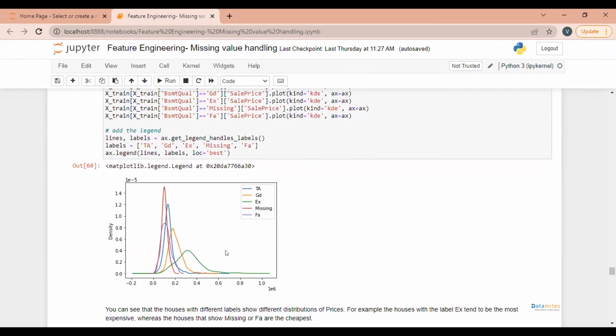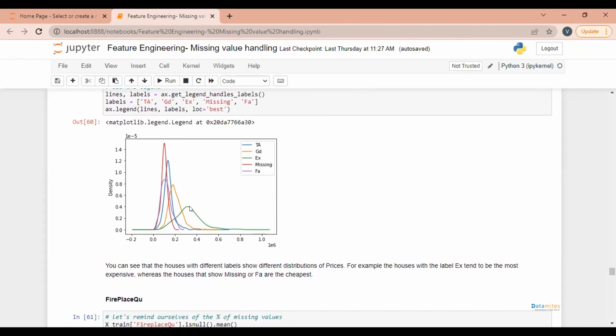This is a comparison of the sales price for different basement categories. This green one is for when the basement quality is X. We can say that if the basement quality is X, then the average sales price of the houses is higher compared to the others. We are more interested in the missing category. If you see the missing category here, the average price of the houses seems to be in the lower ranges.